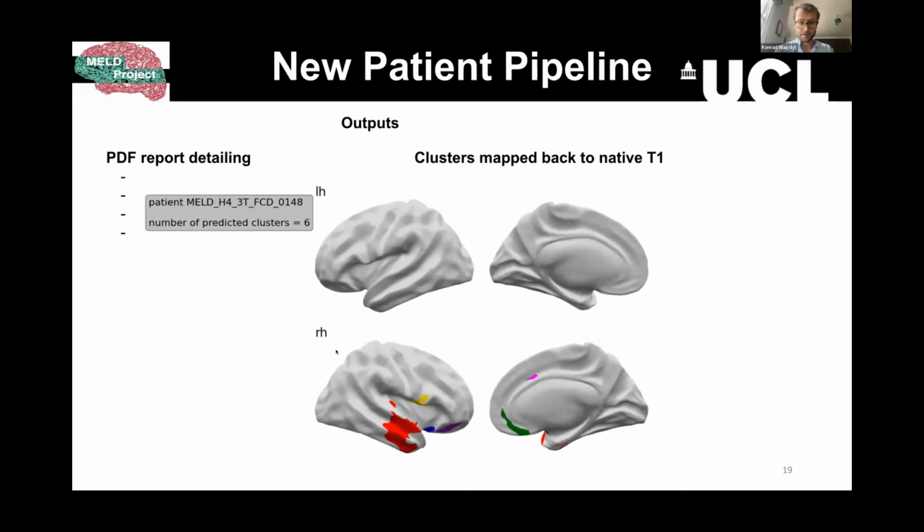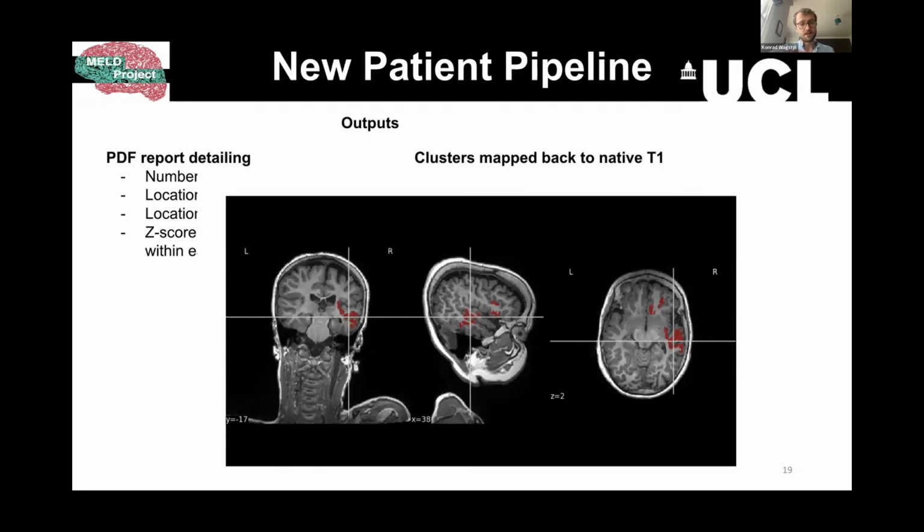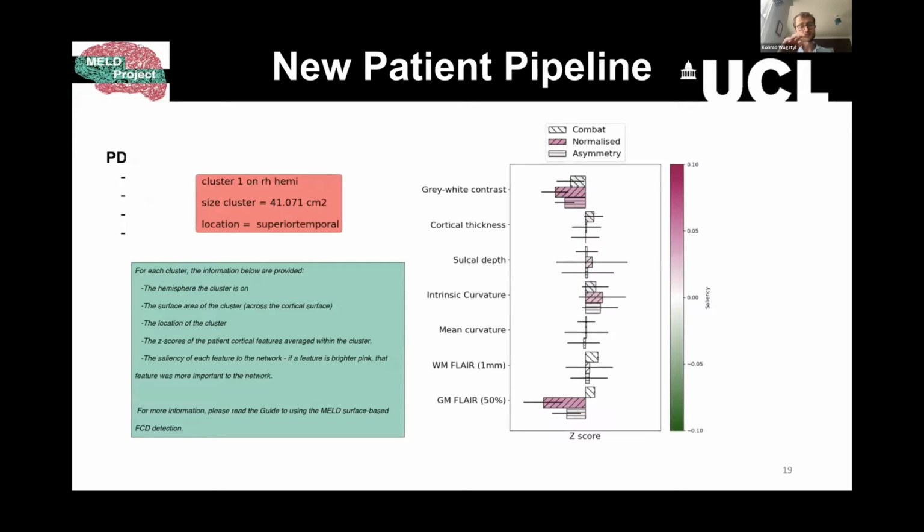In this example, there are 6 clusters predicted on the right hemisphere. And then for each cluster, it maps it back to the T1. So you'll have a cross-sectional view of the T1. You also have a nifty volume with all of these clusters on that you can scroll through and then triangulate with the original T1. So this is one of the temporal lobe clusters, the largest one. As well as telling you where it is, this feature report says it's on the right hemisphere. It's 41 centimeters in size across the surface. The anatomical region, according to FreeSurfer, is the superior temporal lobe, or superior temporal gyrus, I think.